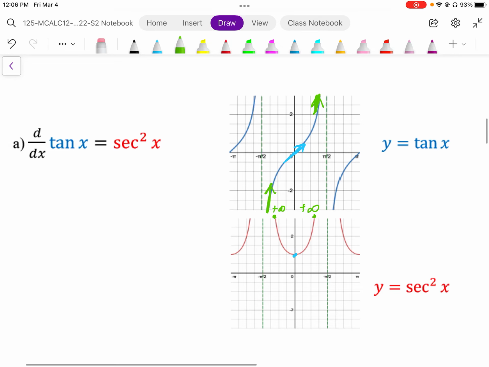So we can then justify based on shape that the secant squared seems to be matching the tan x function as its slope function. Again, this is not a proof, but the shapes seem to justify the other. The shape of the secant squared seems to justify the shape of the tan graph.